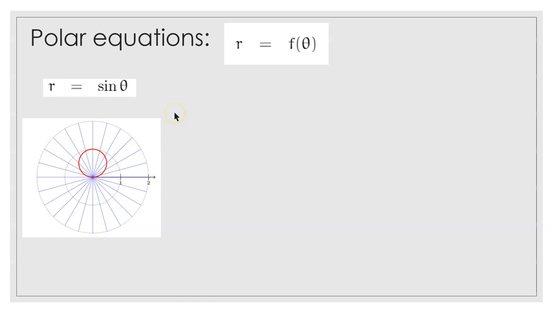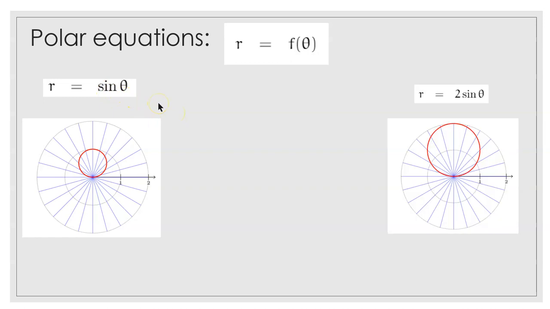Now, how can we mess with these equations? So we get a circle for sine and cosine. What if I multiply it by 2? Well, that means all your radii are twice as big. So you get the same circle, since 0 times 2 is still 0. But now my circle has a diameter of 2 instead of a diameter of 1. And actually, that's not a radius of 1, that's a radius of 1/2. But it's twice as big.